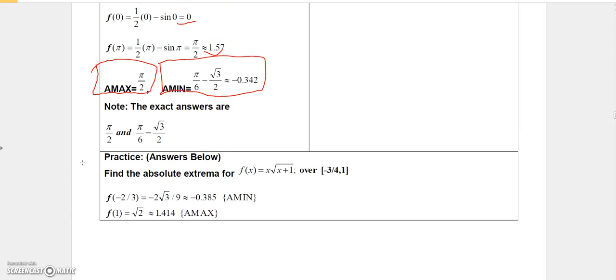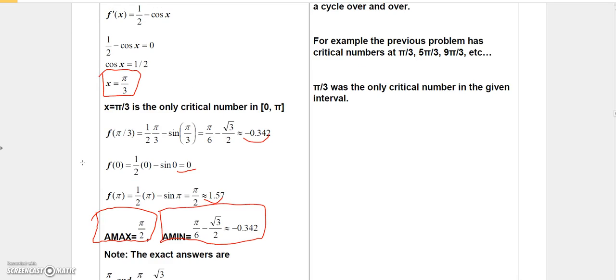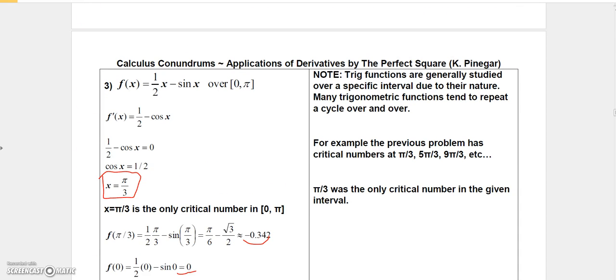And that's how you find absolute extrema on a closed interval. So now we'll move on to concavity in the next video.